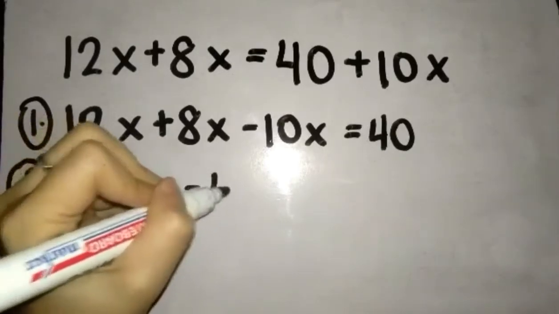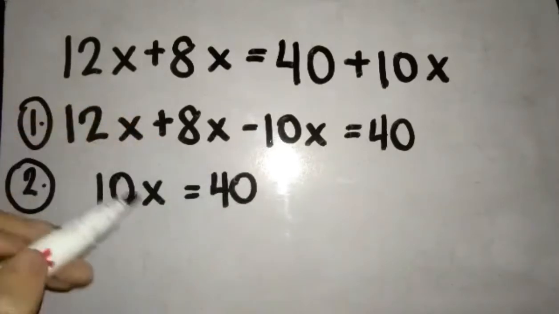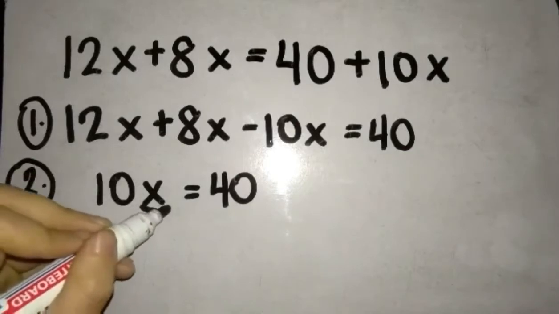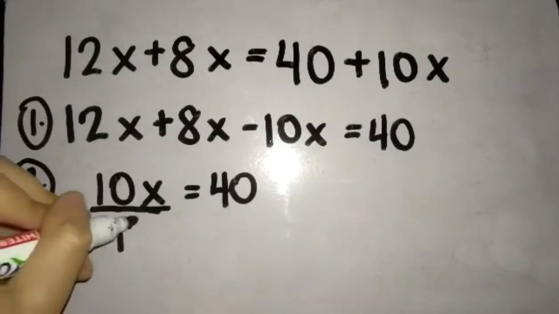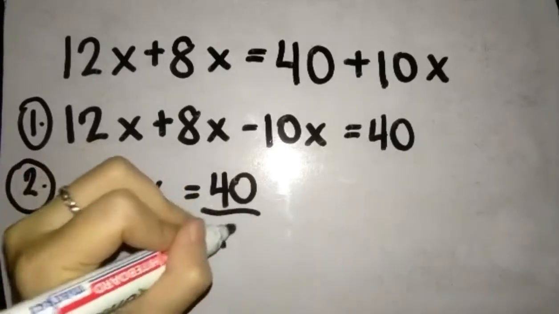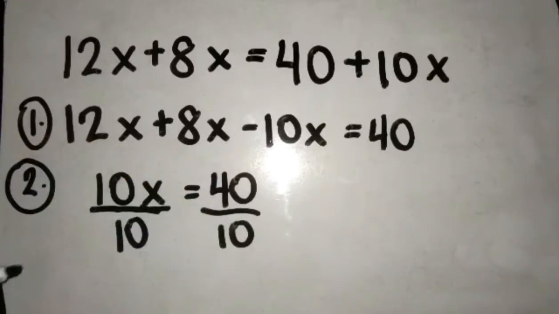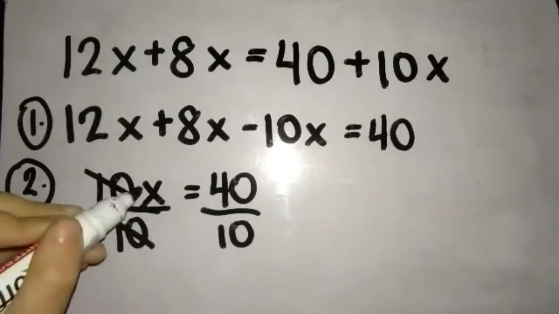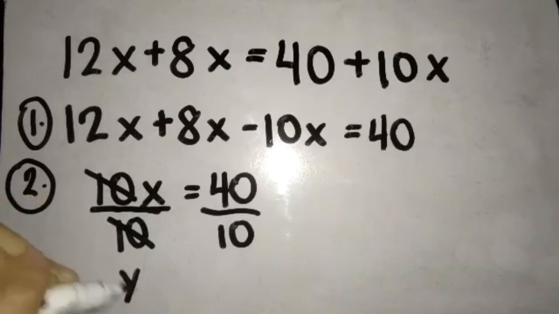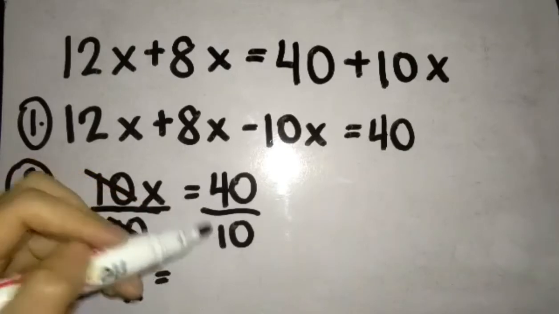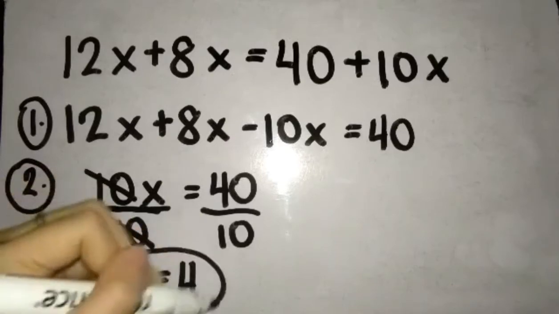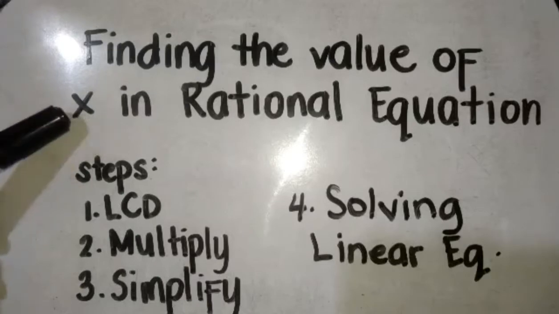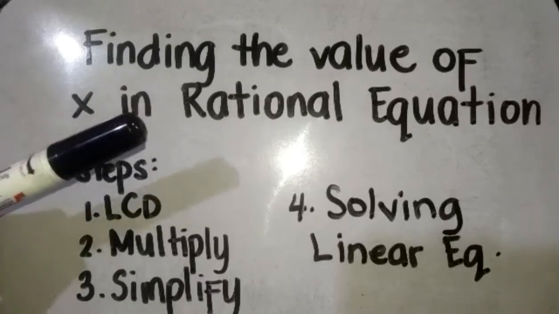equals 40. And now to find the value of x, we will divide both sides by 10. And then, since they are the same, we will just cancel this. Cancel out. Then x is equal to 40 divided by 10 is equal to 4. That's the final answer. Now we are to find the value of x in rational equation.